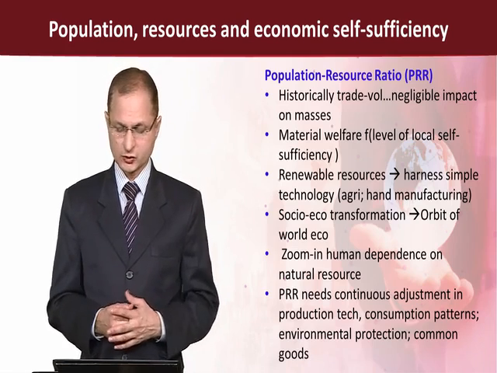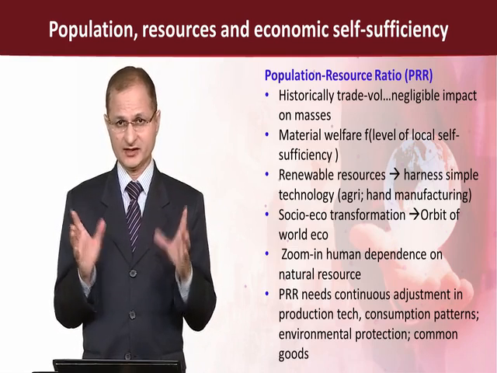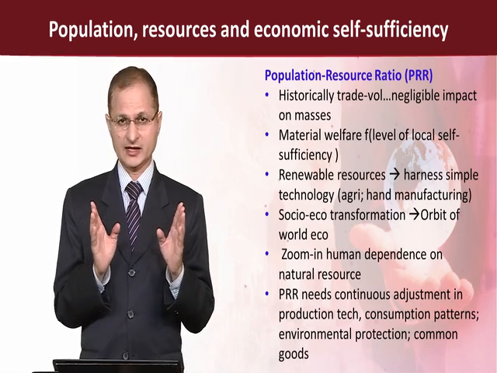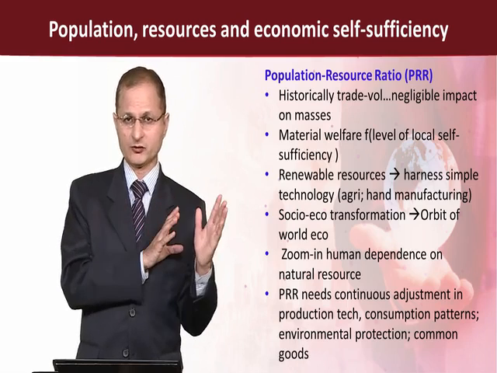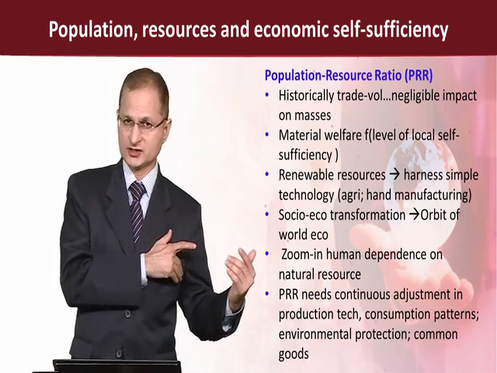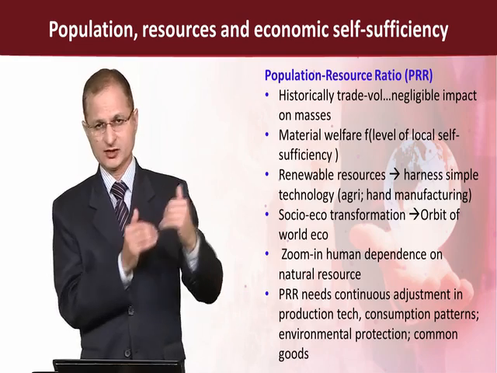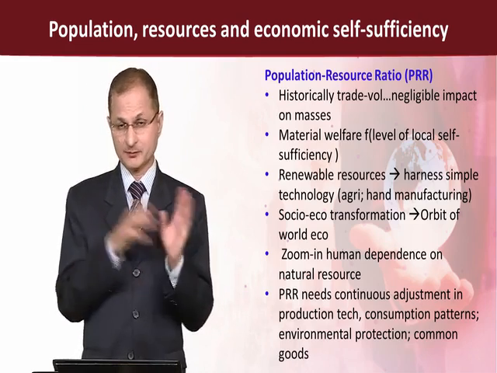So this population resource ratio needs to be adjusted with reference to production technique. What kind of production technique is required for a particular population, if a particular quantity of resource is there? So either more resource needs to be generated, or the technique needs to be changed and less resource needs to be used. So these are resource-saving kinds of techniques, and likewise for the consumption pattern.